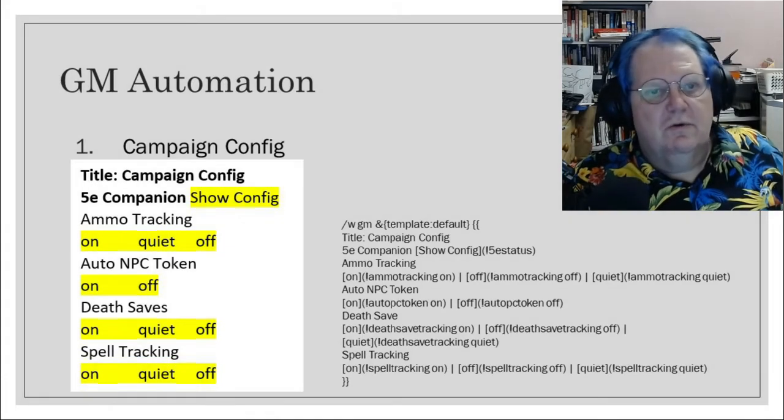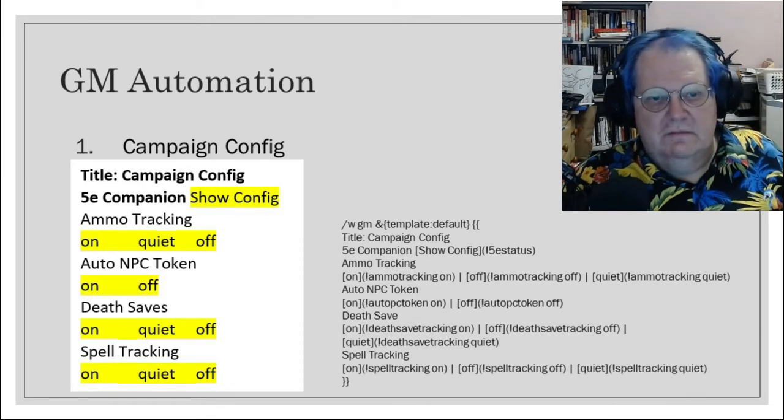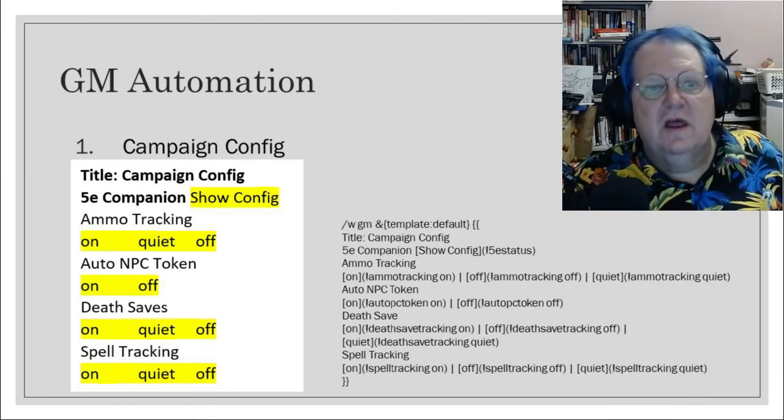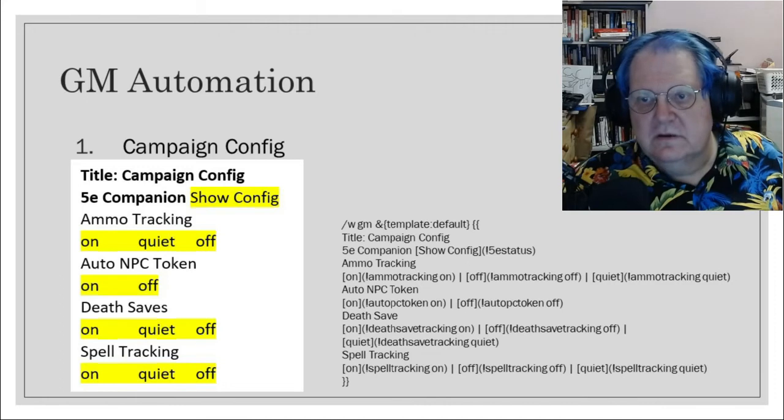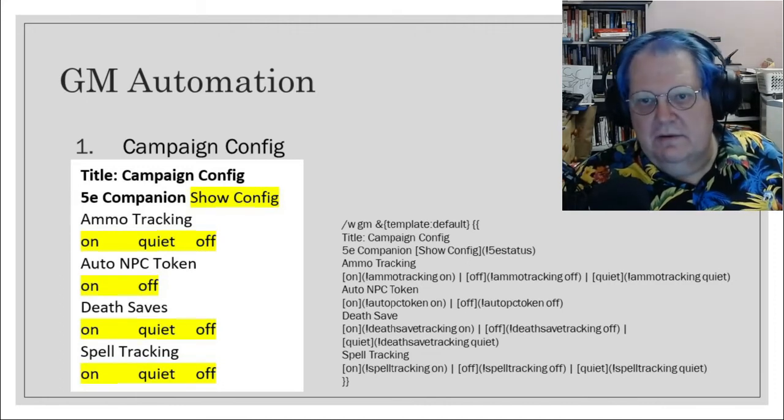The next line, auto NPC token, gets just displayed, and so on, all the way down until in the end we put in the double squiggly brackets, and that indicates the end of this command.